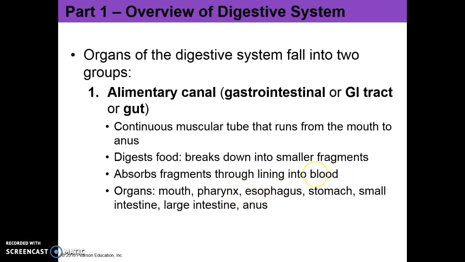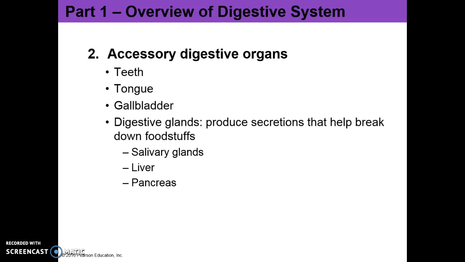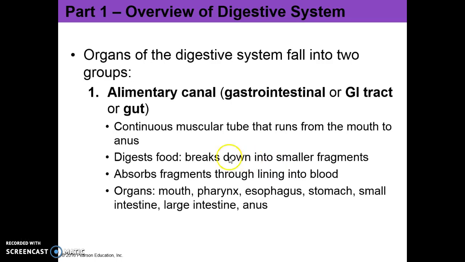So, organs of the digestive tract, two groups, the alimentary canal and the accessory digestive organs. So, alimentary canal is basically this continuous muscular tube that runs from the mouth to the anus. This is where we ingest, digest foods, break down into smaller fragments, absorb these simpler compounds through the lining of the gut, and then following into the bloodstream or lymphatics. So the organs are the mouth, the pharynx, the esophagus, stomach, small intestine, large intestine, and anus.